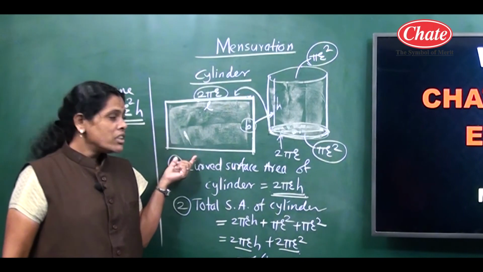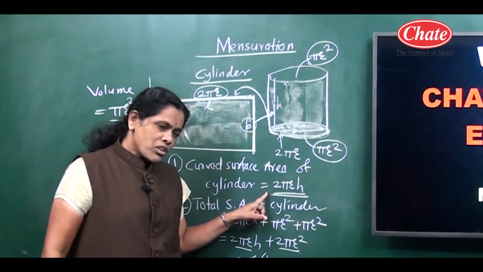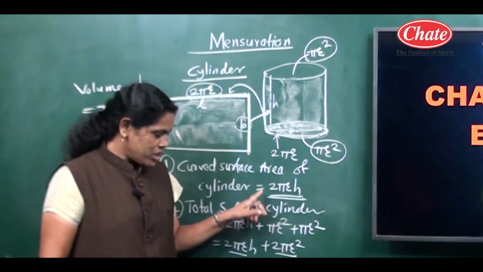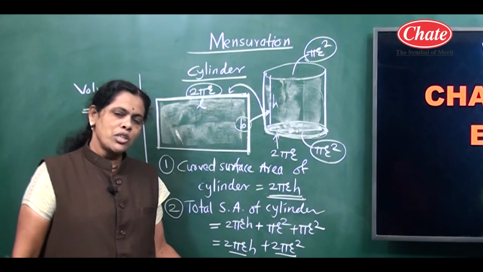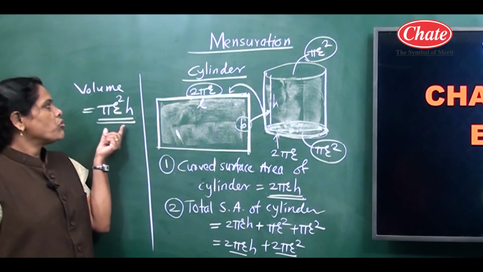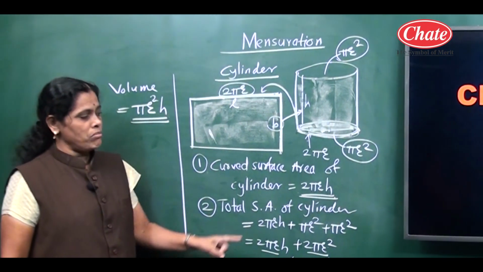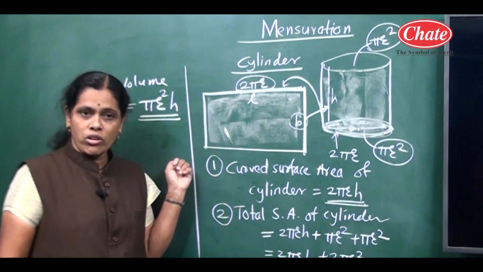This is about the cylinder. Do you remember this? Curved surface area 2 pi r h, total surface area 2 pi r in bracket h plus r, and volume of the cylinder pi r square h. You have to remember these formulae forever.